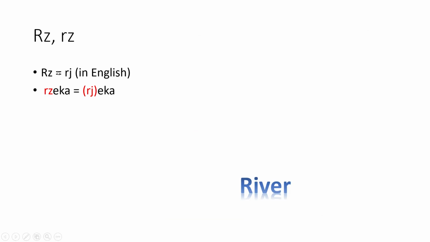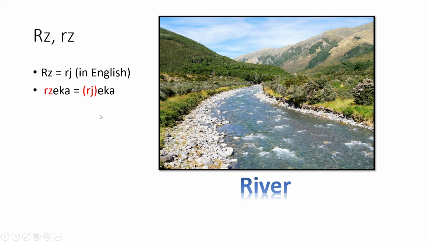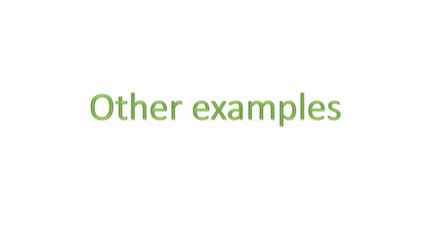When you have R and Z, it's more like you're saying J in English, but there's an R in front of it. It's like you want to say R and J, but you just combine them more together and you say J, like rzeka. Okay, rzeka. River. It's gonna take you time and more listening to get it. But let's see some other examples.